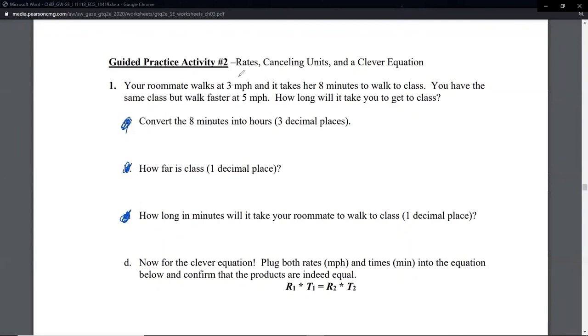So you walk slower at 3 miles an hour and it takes you 8 minutes to walk to class. But your roommate, who walks much faster at 5 miles per hour, maybe a really solid power walk or a mild jog, how long will it take to get to class?